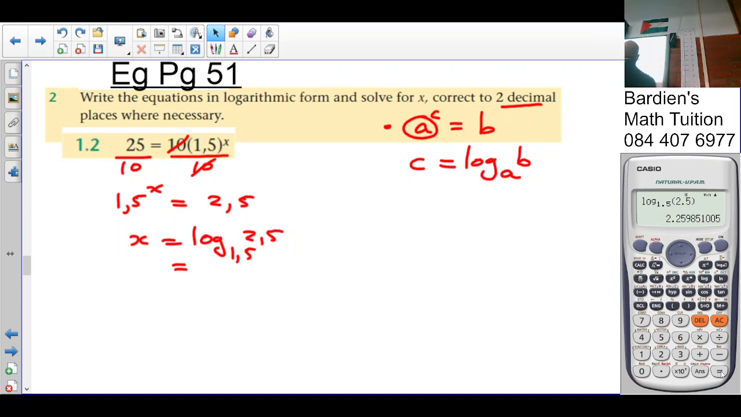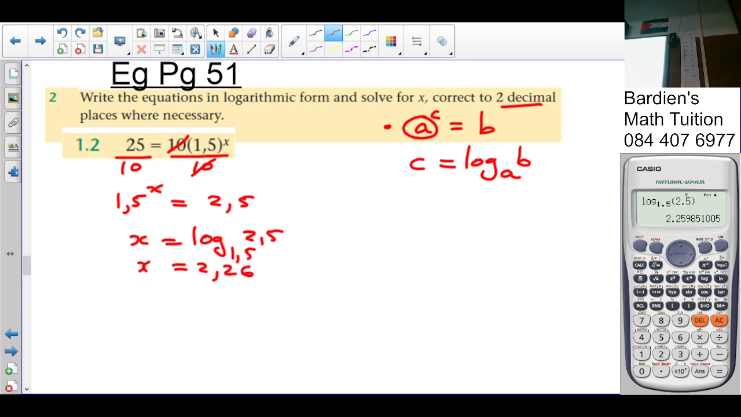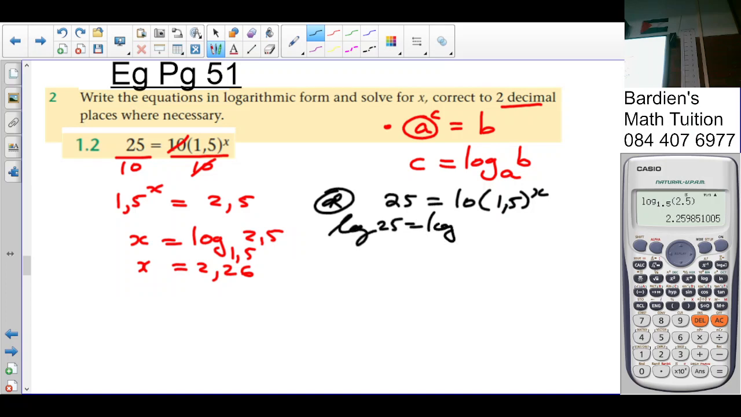Still 2.6, so x is equal to 2.26. Okay, that's one. Or, if you're going to go from 25 is equal to 10 into 1.5 raised to the x, I could have logged both sides initially. So I say log 25 is equal to log 10 times 1.5 raised to the x.